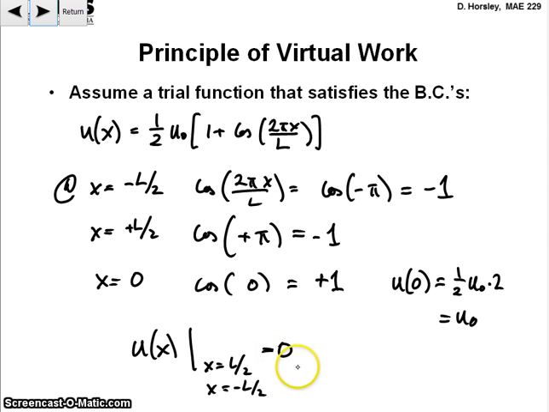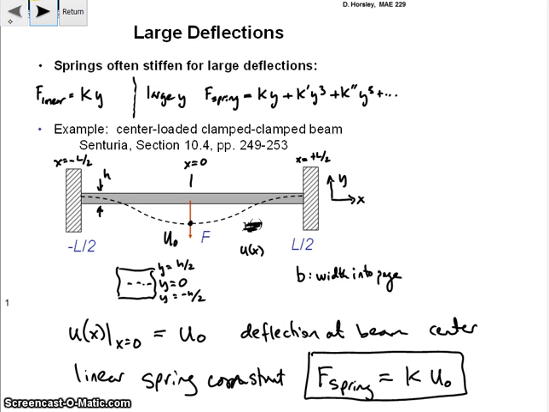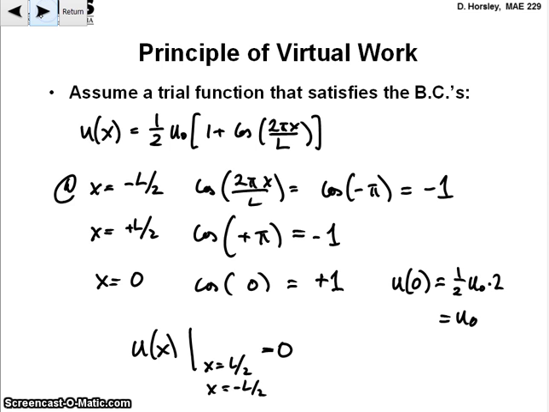Okay, so it does indeed satisfy those boundary conditions. And without proving it, the other boundary condition that we have for this beam is that the slope has to be equal to 0, so the derivative of u of x evaluated at minus L over 2 and plus L over 2 has to evaluate to 0. I'm not going to do that here, but I will assert that it is true.